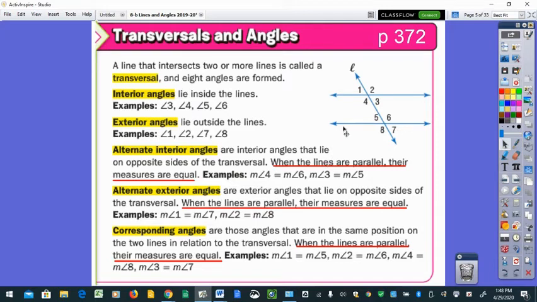Alternate exterior angles, so again, we're looking at 2 and 8 and 1 and 7. If these two lines are parallel, they also have the same measure. They are congruent. They have the same number of degrees. So angle 1 and angle 7 would have the same number of degrees, and angle 2 and angle 8 would have the same number of degrees. One more thing, if we're talking about parallel lines, corresponding angles also have the same measure. So look at 2, he's in the upper right of his group. Look at 6, she's in the upper right of her group. They would have the same number of degrees.